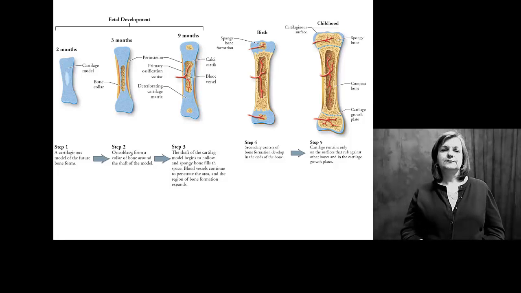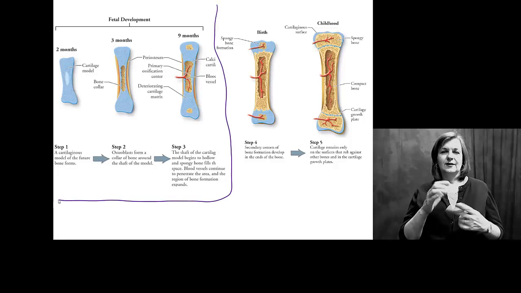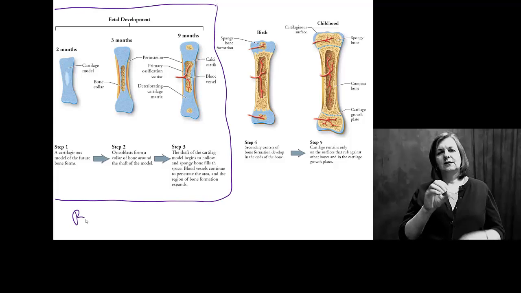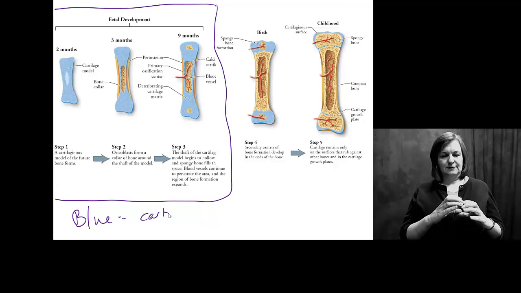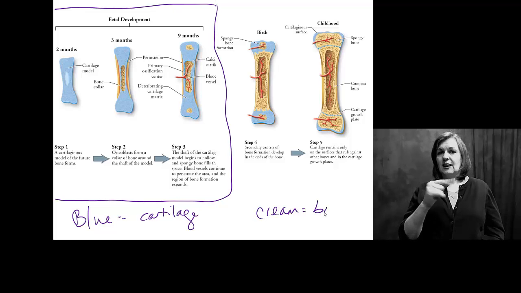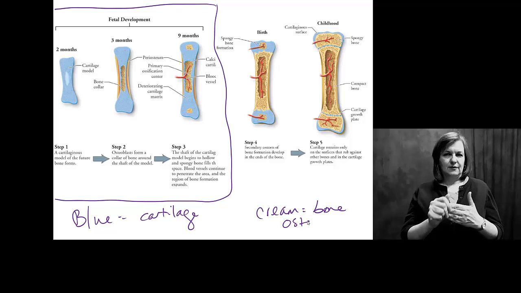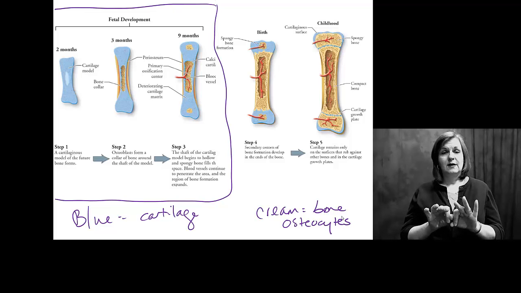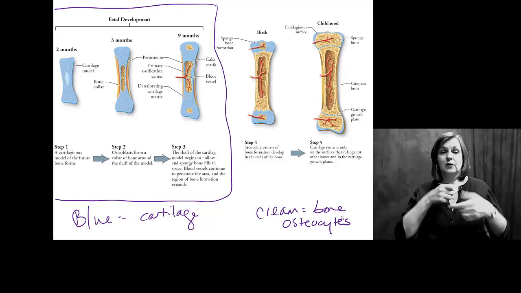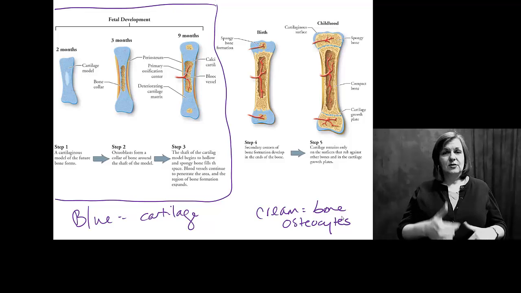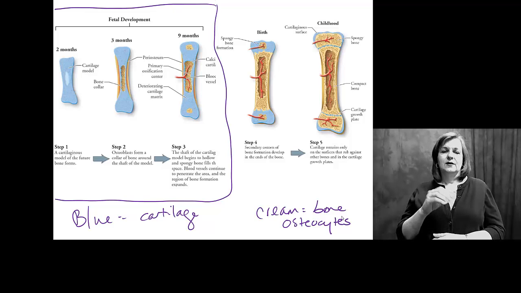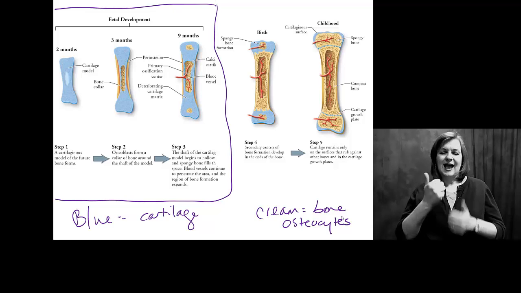When we look at you in development, the left-hand side of my screen here is actually before you're even born. So this is fetal development. The blue is cartilage. The cream color is bone tissue, or the osteocytes. So you see when you're born, your bones are very cartilaginous, meaning that they're almost sort of squishy. This is important for you because we need those bones to be flexible and a little bit pliable during birth and in the first few months of life.